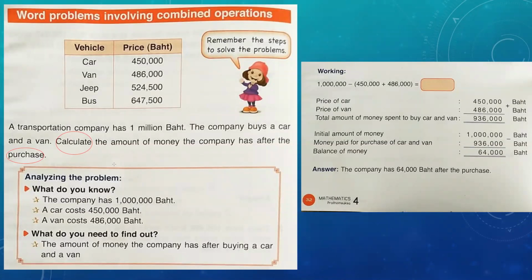So first, analyze the problem, and then here's the working. So 1 million baht is the original amount, or the initial amount of money, minus, in parentheses, 450,000 for the price of the car and 486,000 for the price of the van. The total amount of money spent to buy the car and van is 936,000 baht. The initial amount of money is 1 million. Since you know already how much the car and the van were, the balance is the money left. So 64,000 baht. After the purchase, the company has this amount of money. And we answered already our question.